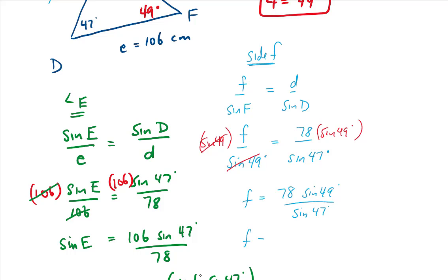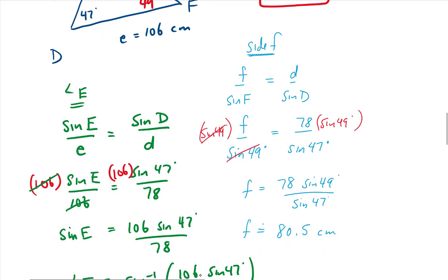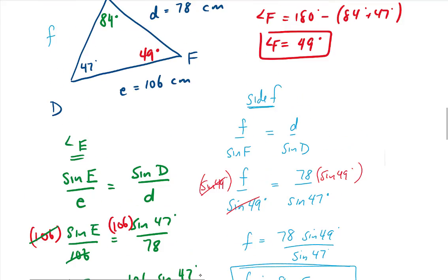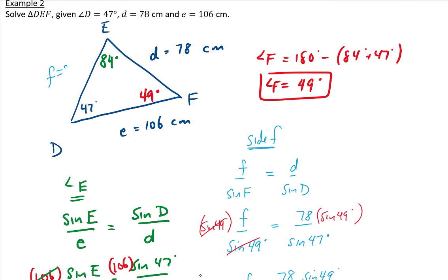Last part is to use our calculator to estimate the value of F. So 78 sine 49 divided by sine 47 gives us an approximate value of 80.49 or 80.5 centimeters. So that is the last value. So let's add that there. 80.5 centimeters. And our triangle is now complete.